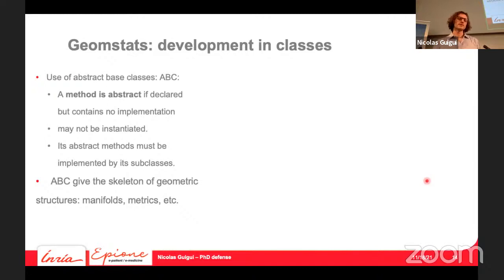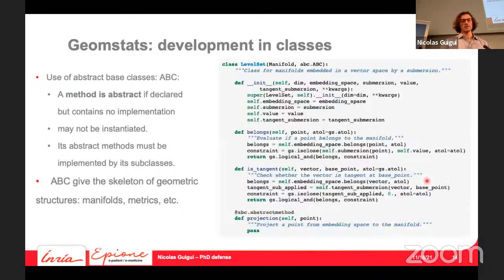And so we use ABCs in geomstats as the skeleton of the geometric structures. It allows to constrain the class to have what is expected from the structure. So for example, the level set class defines manifolds that are embedded in a vector space by a submersion. So it takes as input the embedding space, the submersion, and its derivative.